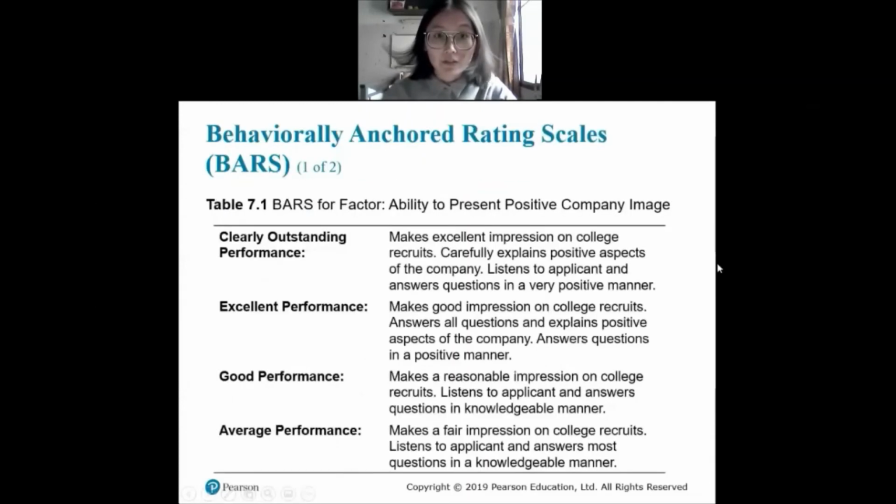Okay, next. Behaviorally anchored rating scales combine elements of the traditional rating scale and critical incident methods. Various performance levels are shown along a scale, with each described with employee-specific job behavior. So we can refer to Table 7.1. On the left side is the standard performance, and on the right side are the employee's specific job behaviors.